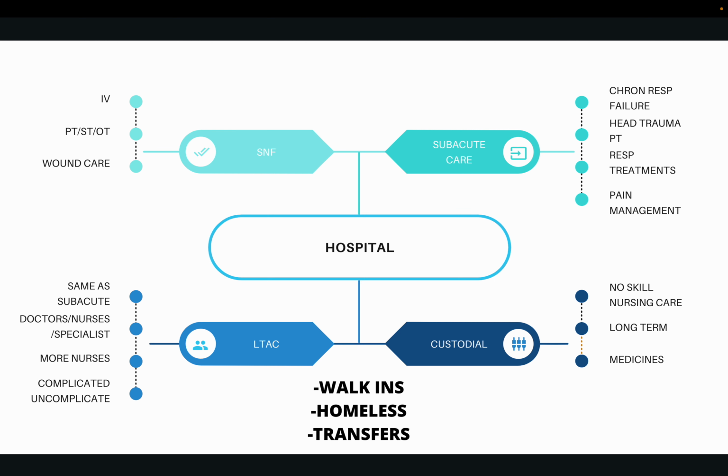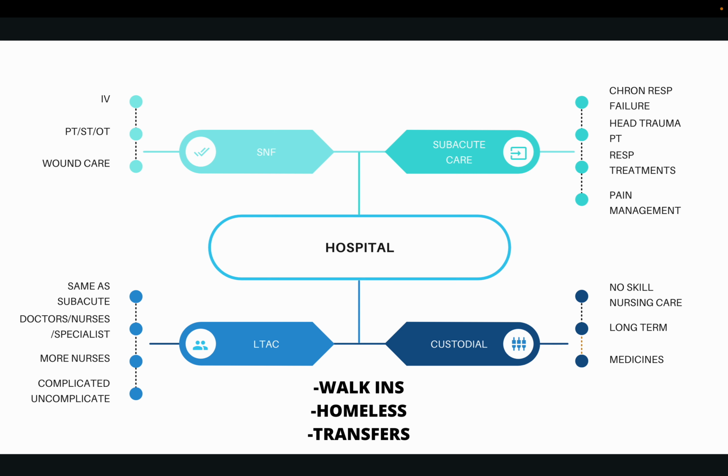So if I'm your attending and you tell me this is a 75-year-old male patient who is a chronic resident or a long-term resident of a custodial care facility, or say this is a 75-year-old male patient who is currently living at a local subacute care facility, or at a local skilled nursing facility, or at a local LTAC, after being discharged from a hospital. So it makes a difference.